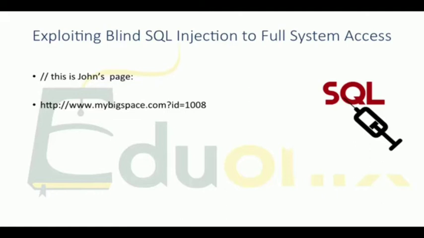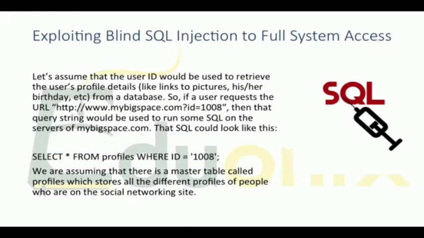And a query string is used to retrieve each individual profile. So in the URL below, the user with the ID of 1008 will be pulled up and displayed on the page. Let's say that the user ID of 1008 belongs to a user named John Doe. Here's what the URL used to load John Doe's profile would look like: http mybigspace.com ?ID=1008. Let's assume that the user ID is used to retrieve the user's profile details, like links to pictures, birthdays, etc., from a database.